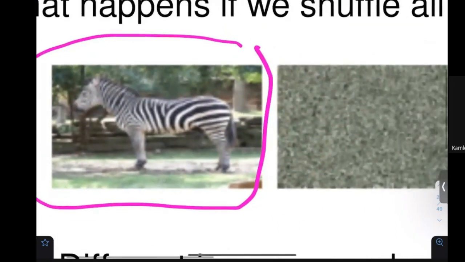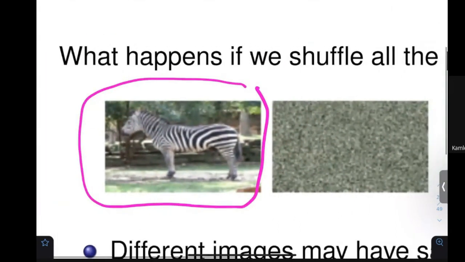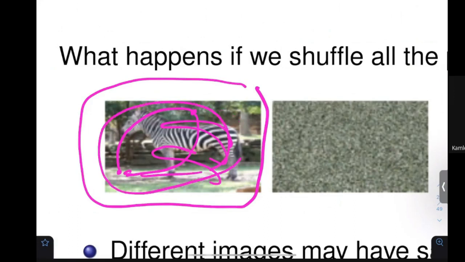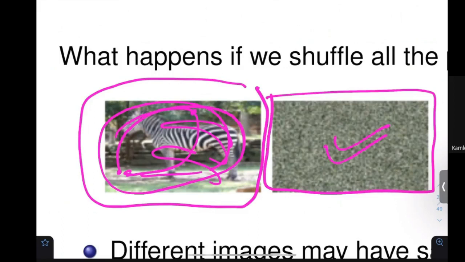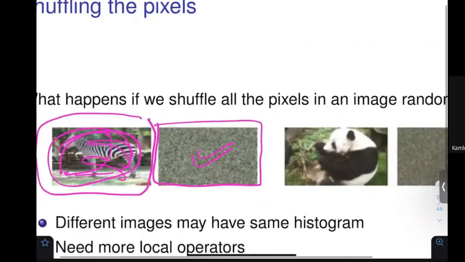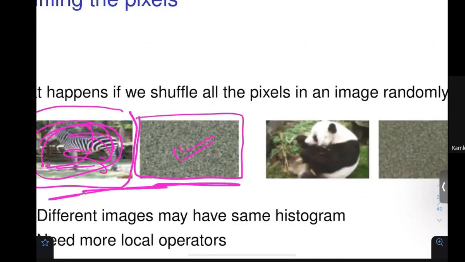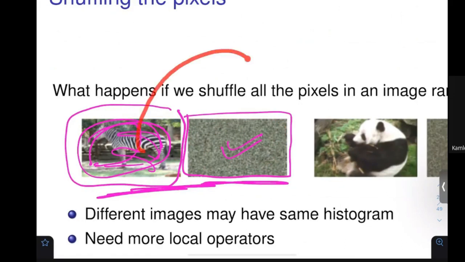He is a zebra. If I randomly shuffle the image, for example, this place I put here and here I put here, randomly shuffle this image, what would this image become? This image would become this. Can you understand that there is any zebra here? I have shuffled it. But if I find out the histogram of this particular image and this particular image, whether they are going to be the same or not, they are going to be the same. But the images are not the same.